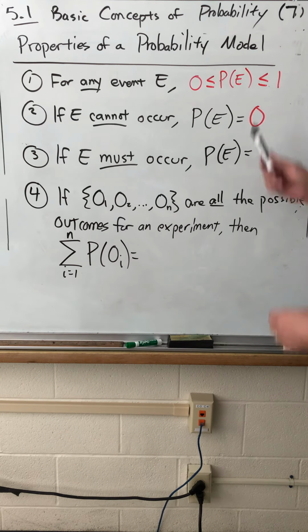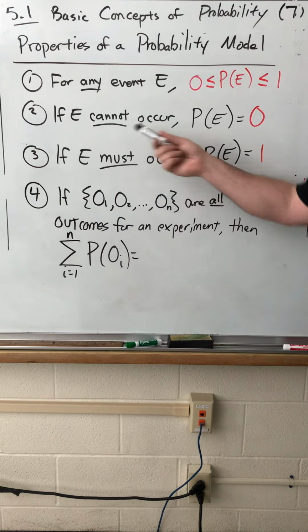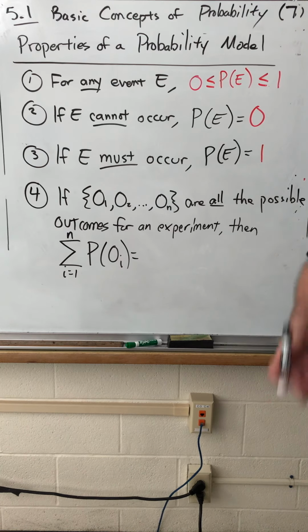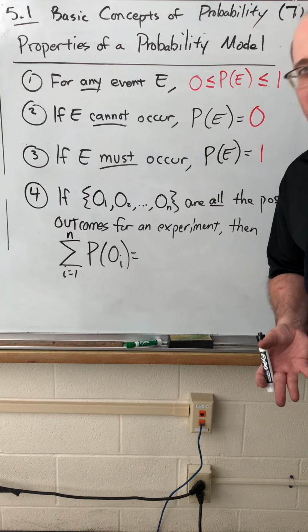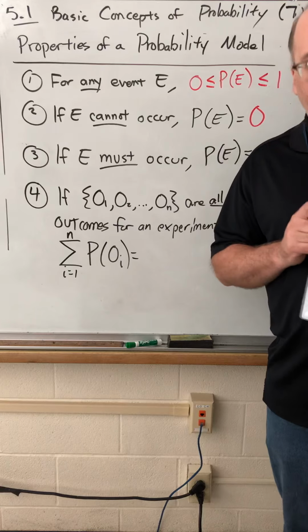So it is possible for probabilities to assume the extreme values of 0 and 1. If it can't happen, its probability is 0, but if it must happen, its probability is 1. Now let's go back to the end of the previous video where I ended with a cliffhanger. Did anybody figure out what you got when you added up all of those percents? You should have gotten 100%.